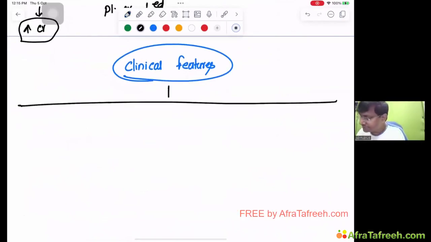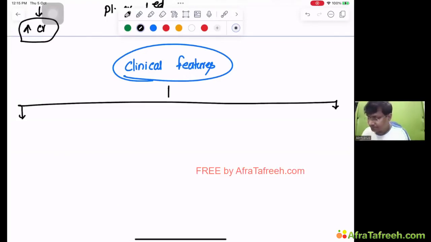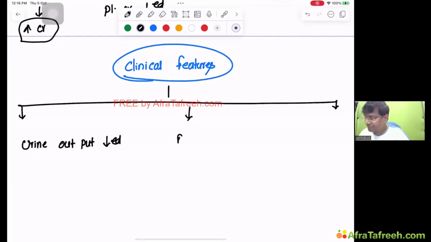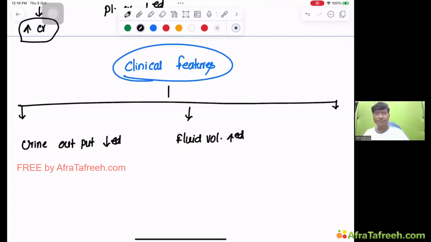The clinical features, first and foremost, the urine output will be decreased. Right, urine output is decreased. So once the urine output is decreased, what will happen to the fluid volume? Increases. And you will have the features of increased fluid volume.